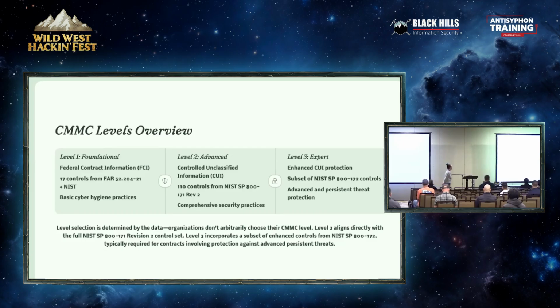Level 2 advanced is where you start getting into that controlled unclassified information. So we're moving from actually talking about what we're going to do to the actual doing of that thing here. So that is your 110 controls from your NIST SP 800-171 Rev 2. Make a big note in your head about that. Put a pin in it. Revision 2. So you're very much more in the comprehensive security practices there, the full NIST framework.